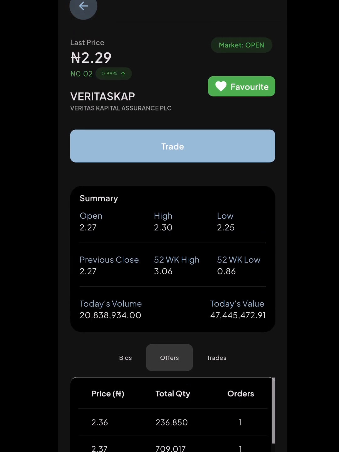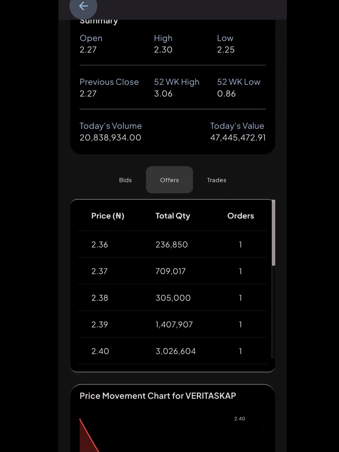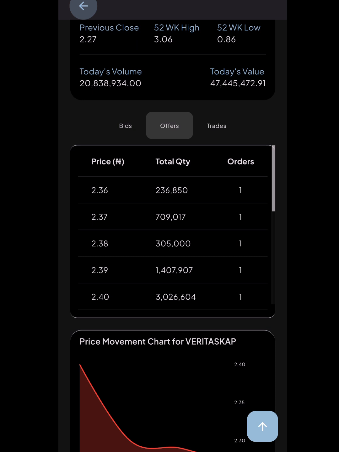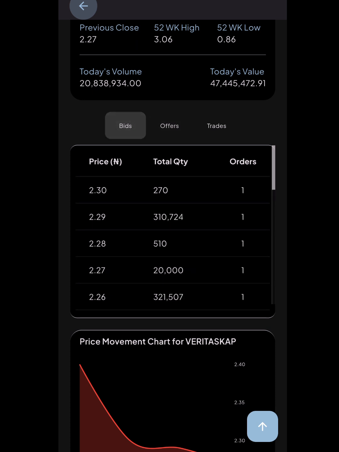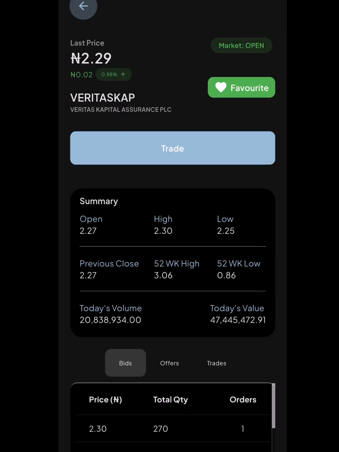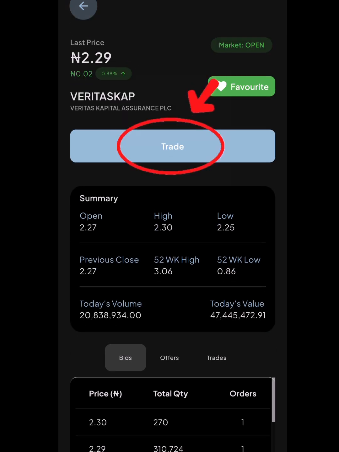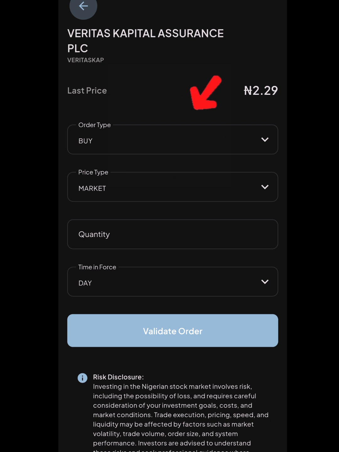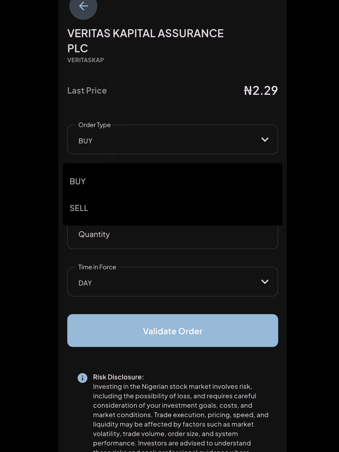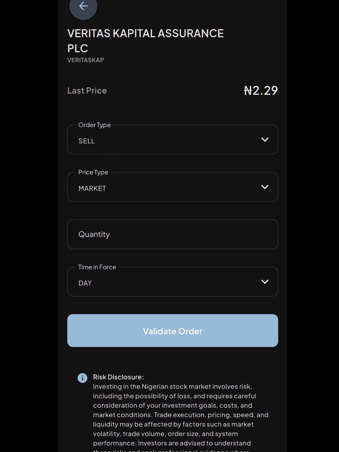Again, I can do 2.29, that's market price, or I can buy at 2.36. Let's see what people are bidding for. People are bidding for 2.30, 2.29, which is fair. Now, how do we buy this stock? We go to trade. What we want to do is buy. If you want to sell, you select sell. So I'm going to click on buy.